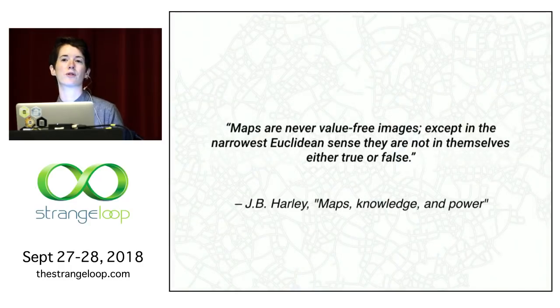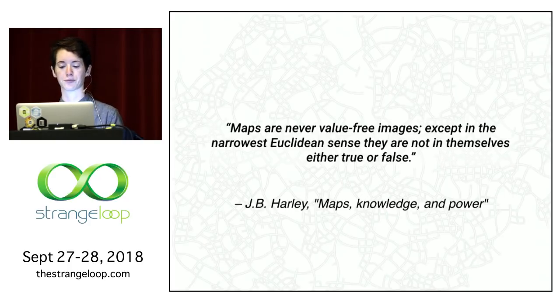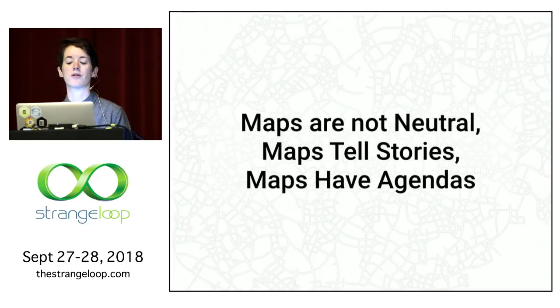So to quote the critical cartographer J.B. Harley, maps are never value-free images. Except in the narrowest Euclidean sense, they are not in themselves either true or false. So maps are not neutral. They have stories to tell, and they have agendas. And in his essay, Harley goes on to say that he views maps as a kind of language.